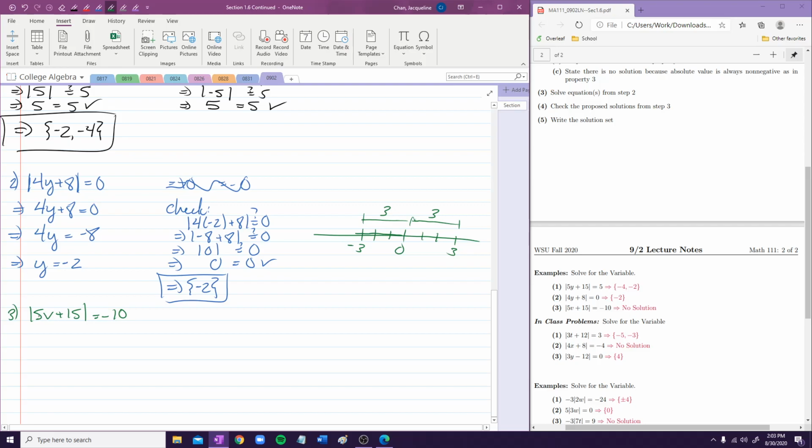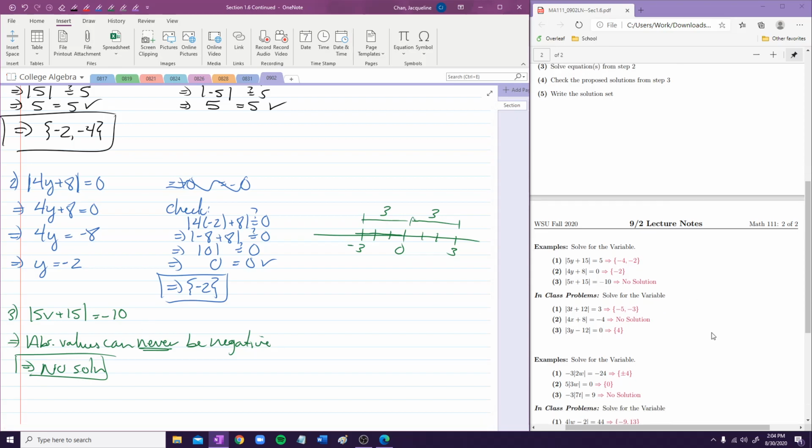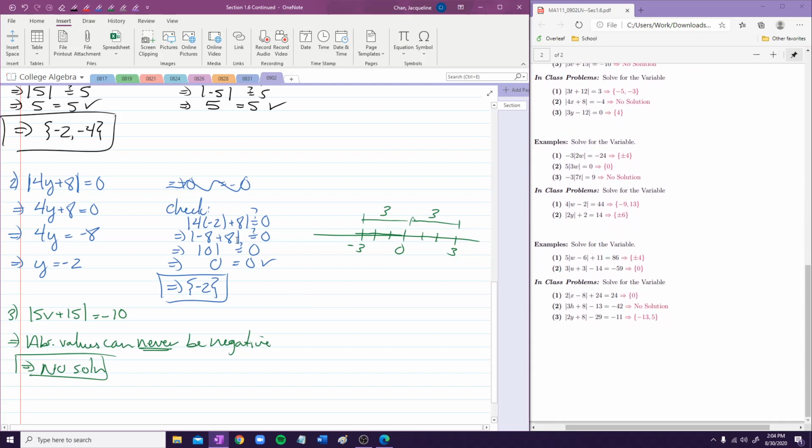Okay, so since this is negative, absolute values can never be negative. So what does that mean? No solution. Right? I want you to write this reasoning, okay? Because I want not just negative 10, oh, so no solution. No, I want you to understand why it is not a solution. Okay? It's because it can never be negative. All right, we'll go over these in-class problems on Wednesday.